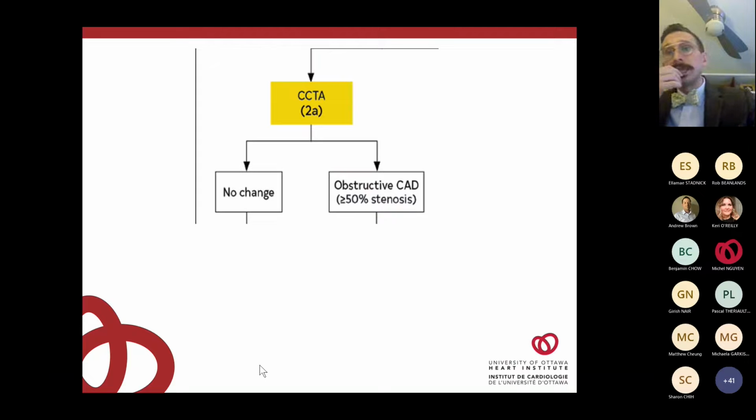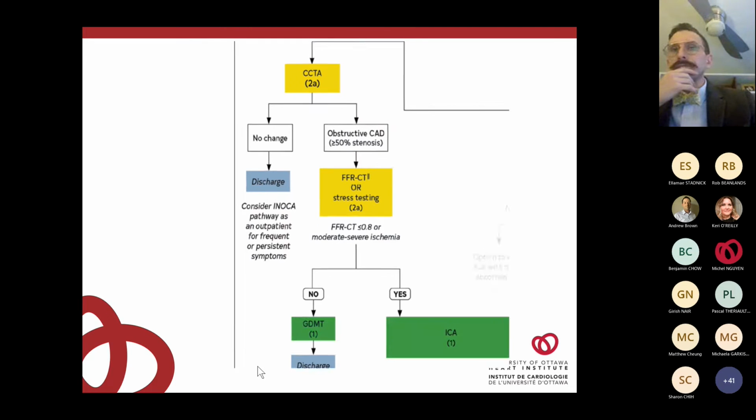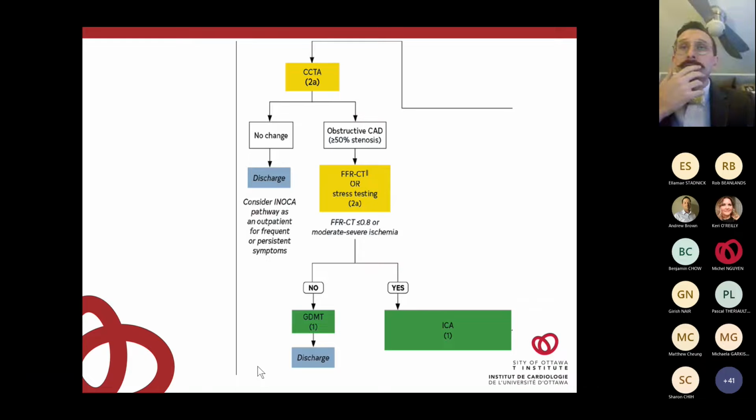In patients that have a CT done, the important point is to look to see whether their disease remains non-obstructive or if it's progressed. If it's non-obstructive, you can optimize and discharge the patient. And if it's progressed, there's a 2A recommendation for FFRCT or stress testing to determine the functional significance of the lesion.